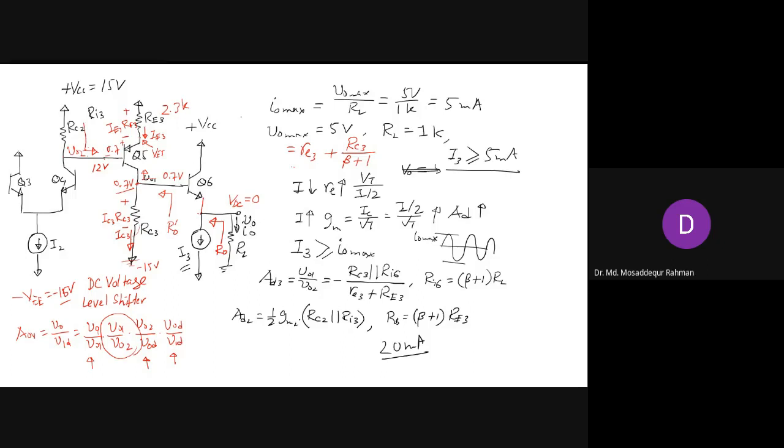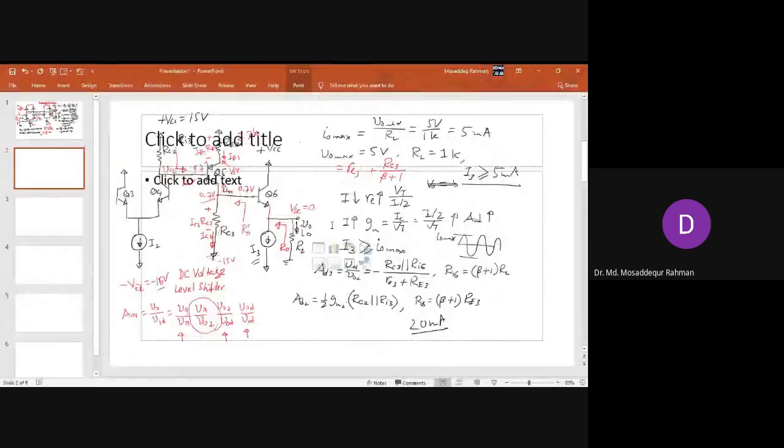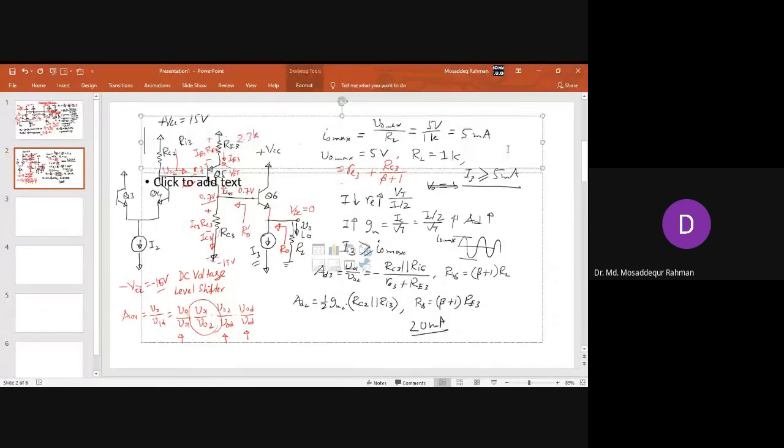Is that clear, guys? So we'll talk more about this current issue and how we can modify the circuit to accommodate higher currents and address those issues in our next lecture. Guys, any question?